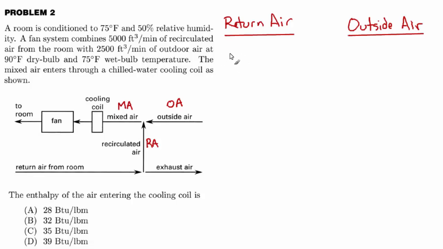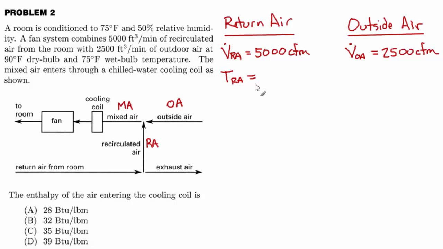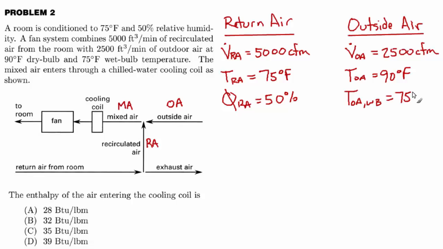We have the volume flow rate for each path. For the return air, that's 5,000 CFM. For the outside air, that's 2,500 CFM. The return air temperature is 75 degrees Fahrenheit, and the outside air temperature is 90 degrees Fahrenheit, and it's implied that these are dry bulb temperatures. We know the relative humidity of the return air is 50%. For the outside air, we don't know the relative humidity. Instead, we have the wet bulb temperature, which is 75 degrees Fahrenheit. And what we want to know is the enthalpy of the mixed air.